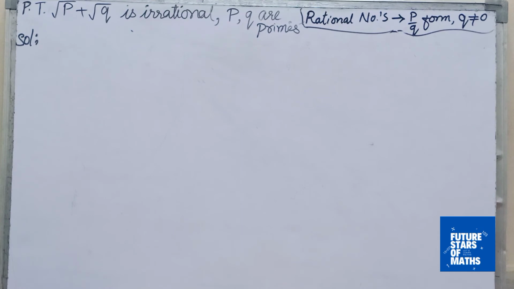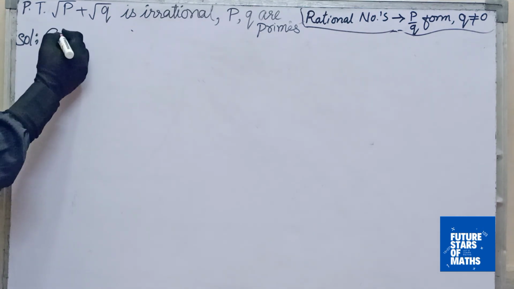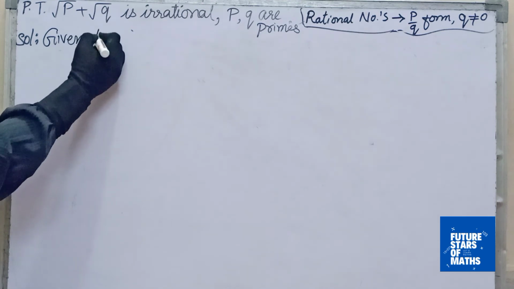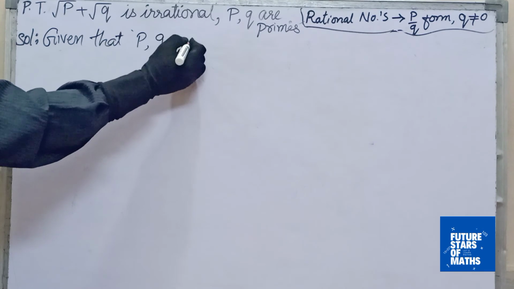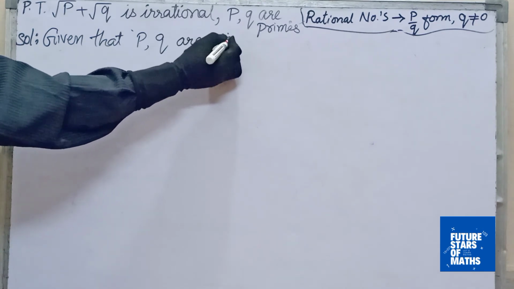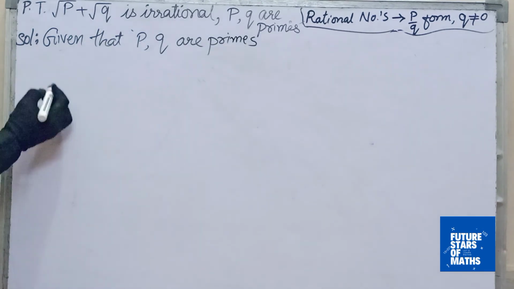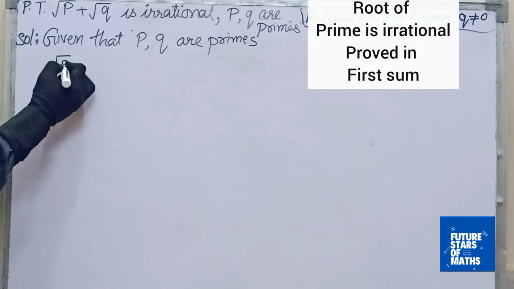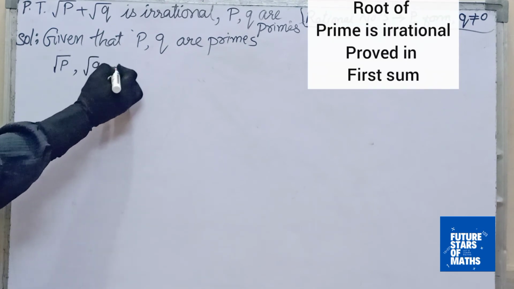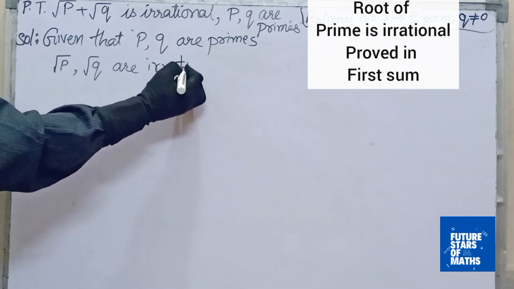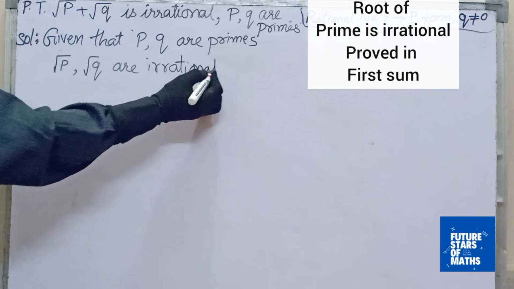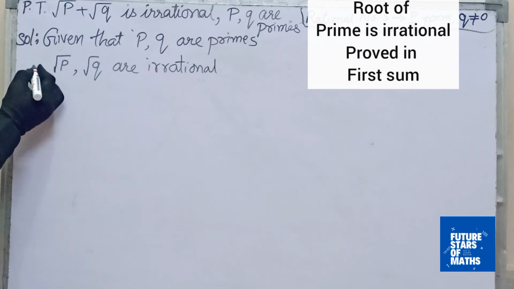Prove that root p plus root q is irrational, where p and q are primes. So it is given that, whatever is given, first we will write that. Given that p, q are primes. So if they are primes, what can we say? We can conclude that root p, root q are irrational numbers, since the root of any prime number will be irrational. We are writing this.